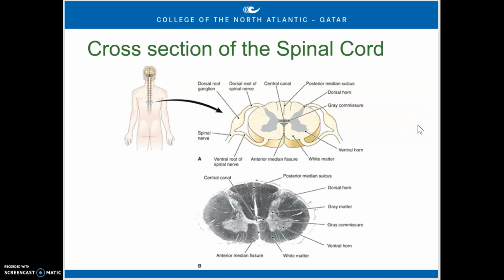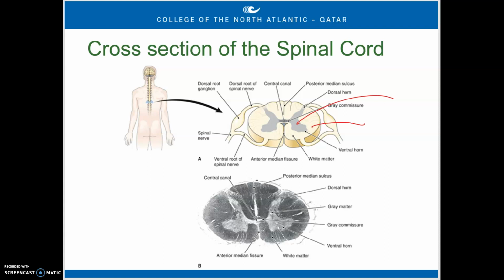You see the butterfly pattern in the middle there. That's going to be our gray matter. You'll have a dorsal and an anterior horn, and then alongside of that you'll have the white matter, which is going to be arranged in columns. We've got a lateral, the posterior, and the anterior. So you guys should be able to remember that from the lab.